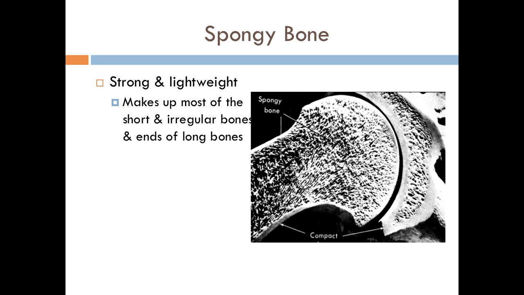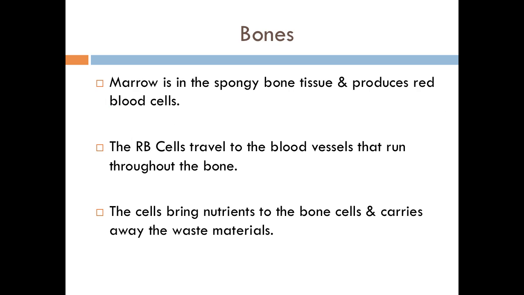So it's in your hands, your feet, your spine, your vertebrae, and at the ends of your arms and legs bones. In bones, there is marrow. The marrow is located in the spongy bone tissue, and it produces the red blood cells.